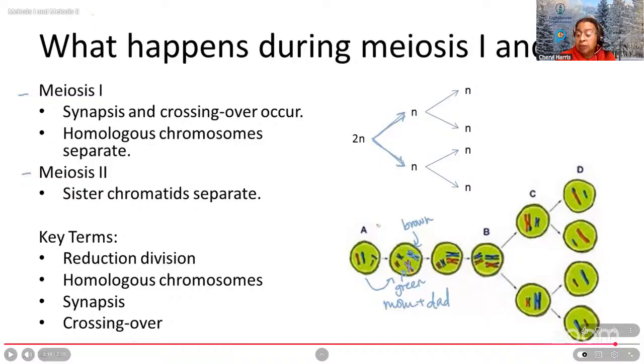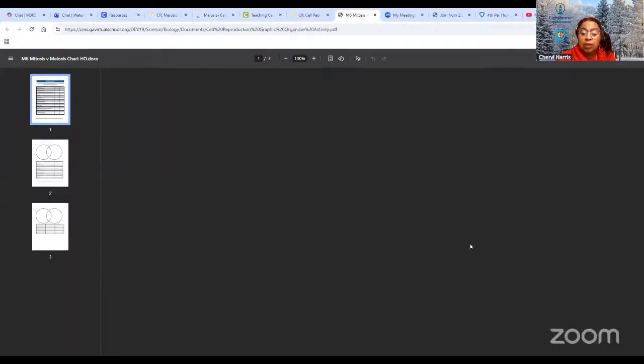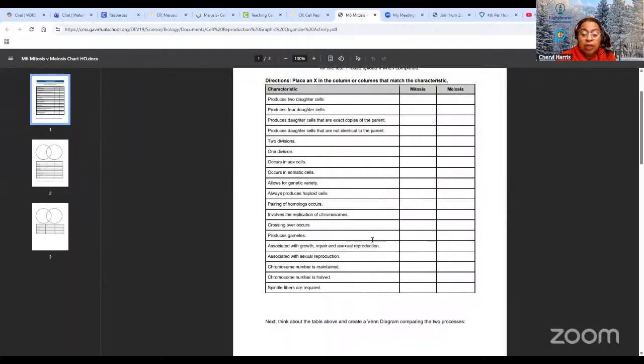All right, and I'm going to stop this right here and come out of it, and we're going to go back to the worksheet. Okay, all righty. So, where were we?